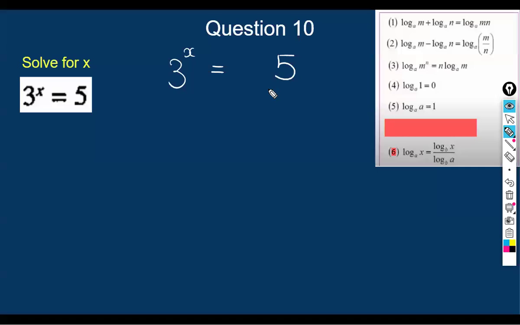There's no way we could express 5 as base 3 to the power something. There's no way, I guarantee you. You could try to replace 5 with 3 to the power something and you will never be able to do it. This is where logs come in.